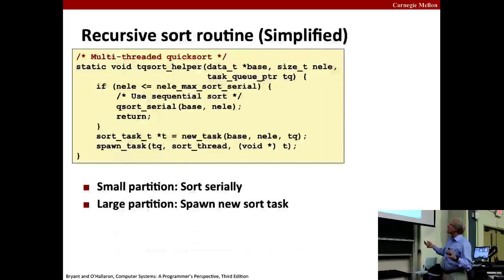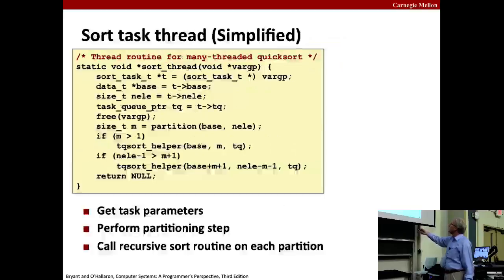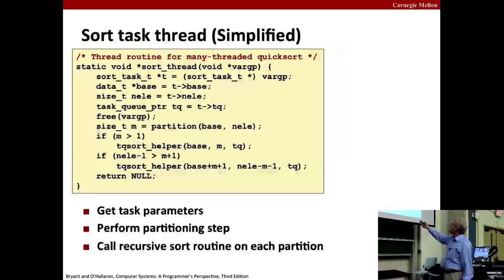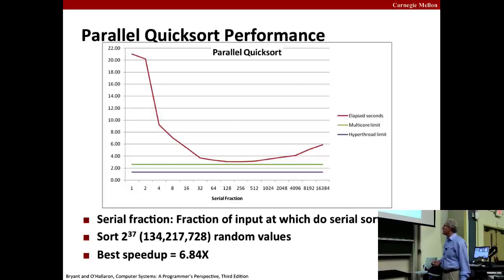So just to review then, the actual spawning of a task is done by this helper routine. But what it calls, the thread routine, is what does the work here. And what it will do is it will do the partitioning within that thread. And then it will just add to the task queue two calls to this helper. But between these two routines, you can see it's doing this idea of divide and conquer parallelism. So this is the performance running on the Shark machines.